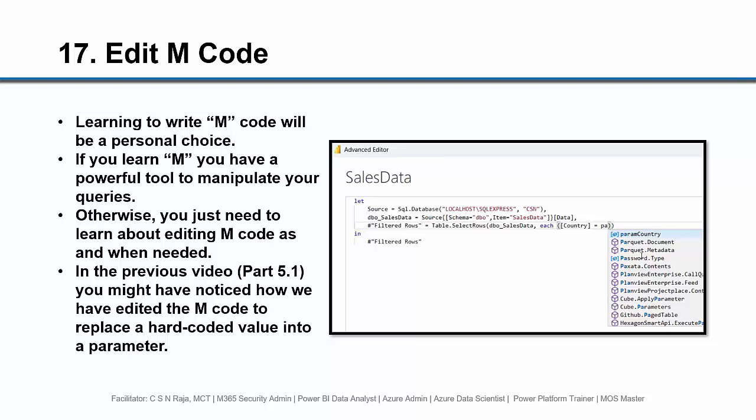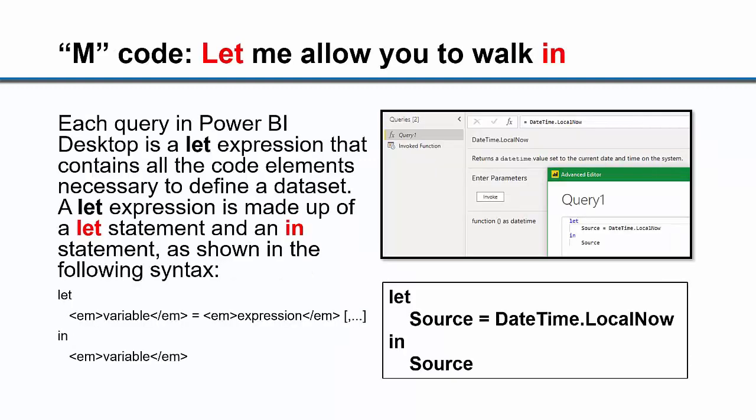In the previous video, you might have noticed how we edited the M code to replace a hard-coded value with a parameter. Each query in Power BI Desktop is a let expression that contains all the code elements necessary to define a data set. A let expression is made up of a let statement and an in statement, and a syntax example is given here just for your information.